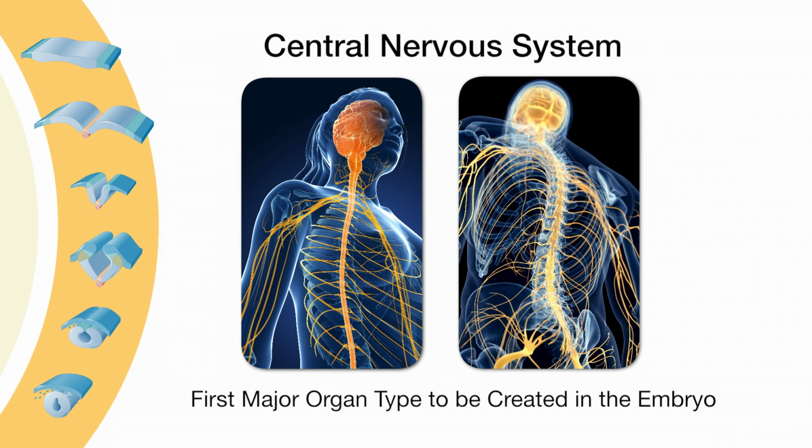Whether it's the nerve cord of the larval sea squirt or the highly folded cerebral cortex of the elephant's brain, formation of the central nervous system is arguably one of the most fascinating and important events during embryonic development. The central nervous system, including the brain and spinal cord, is the first major organ type to be created in the embryo, which forms during a process called neurulation.